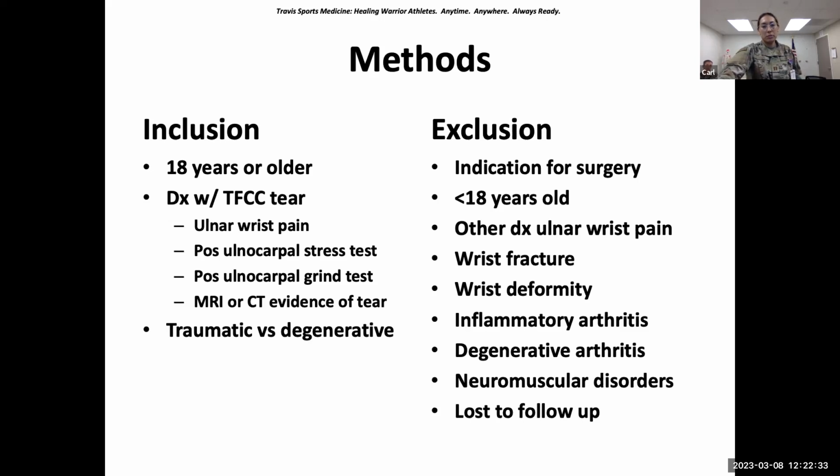So this was if symptoms were greater than 3 months, if there was persistent severe pain for more than 3 months with adequate non-surgical treatment, and then they were offered surgery at the initial evaluation. Less than 18-year-olds, other causes of ulnar wrist pain, wrist fracture deformities, inflammatory or degenerative arthritis, neuromuscular disorders, or if they were lost to follow-up. And that was if they didn't have more than 6 months between initial visit and their follow-up.